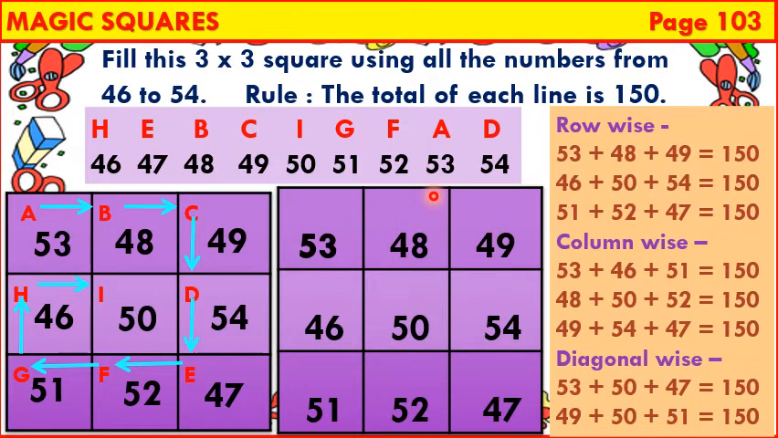Now when you total the first row, second row and third row, that is the row wise total, it will give the answer 150. When you total the first column, second column and third column, that is the column wise total, it will give 150. Even when you total this diagonal's entries, it will give 150, and this diagonal's total will also be 150.